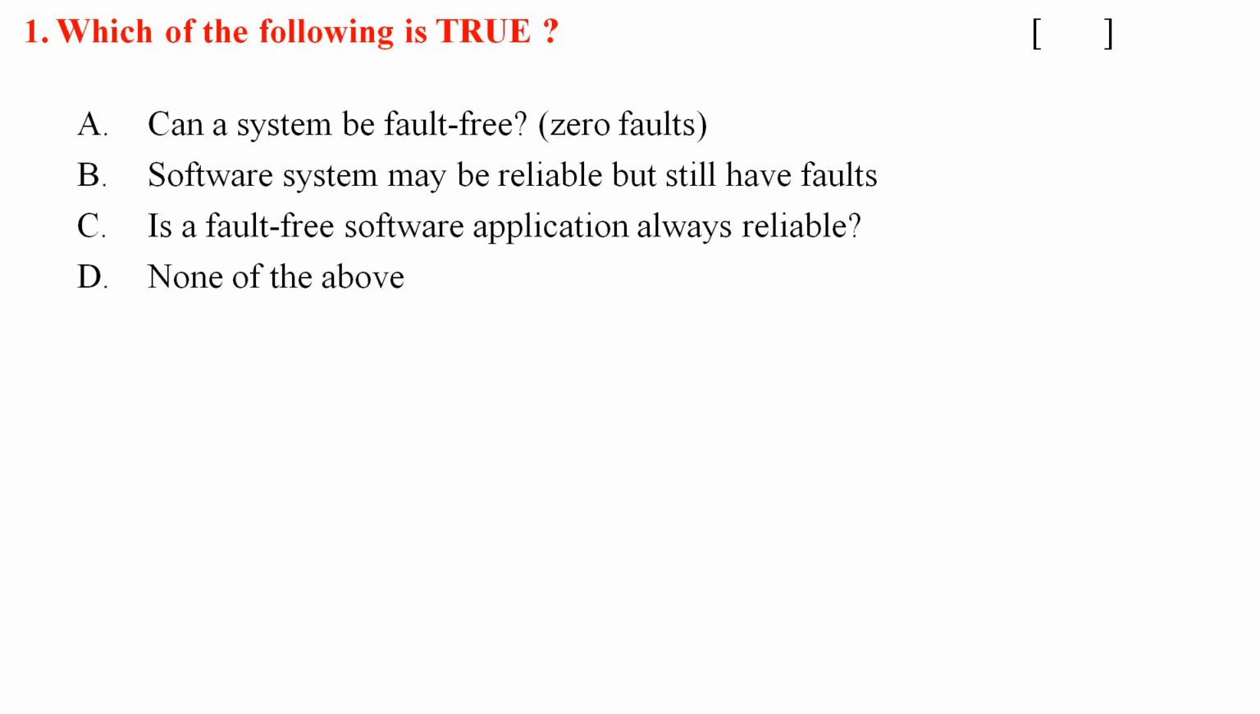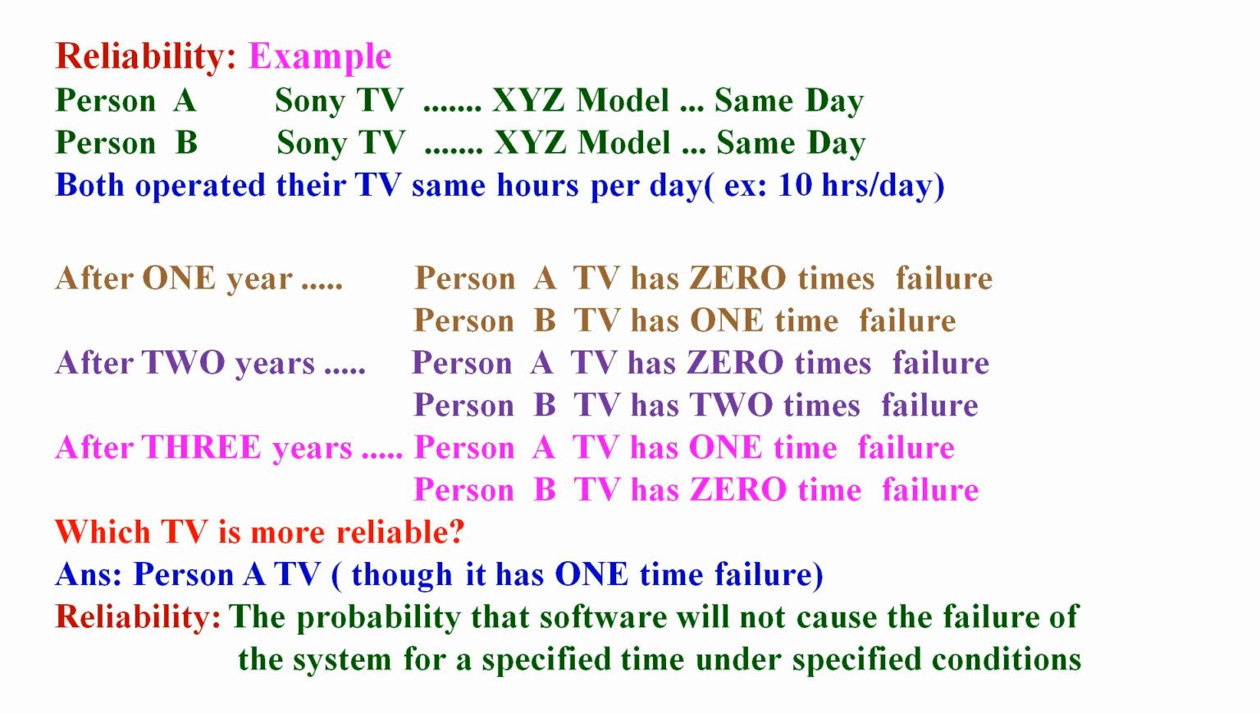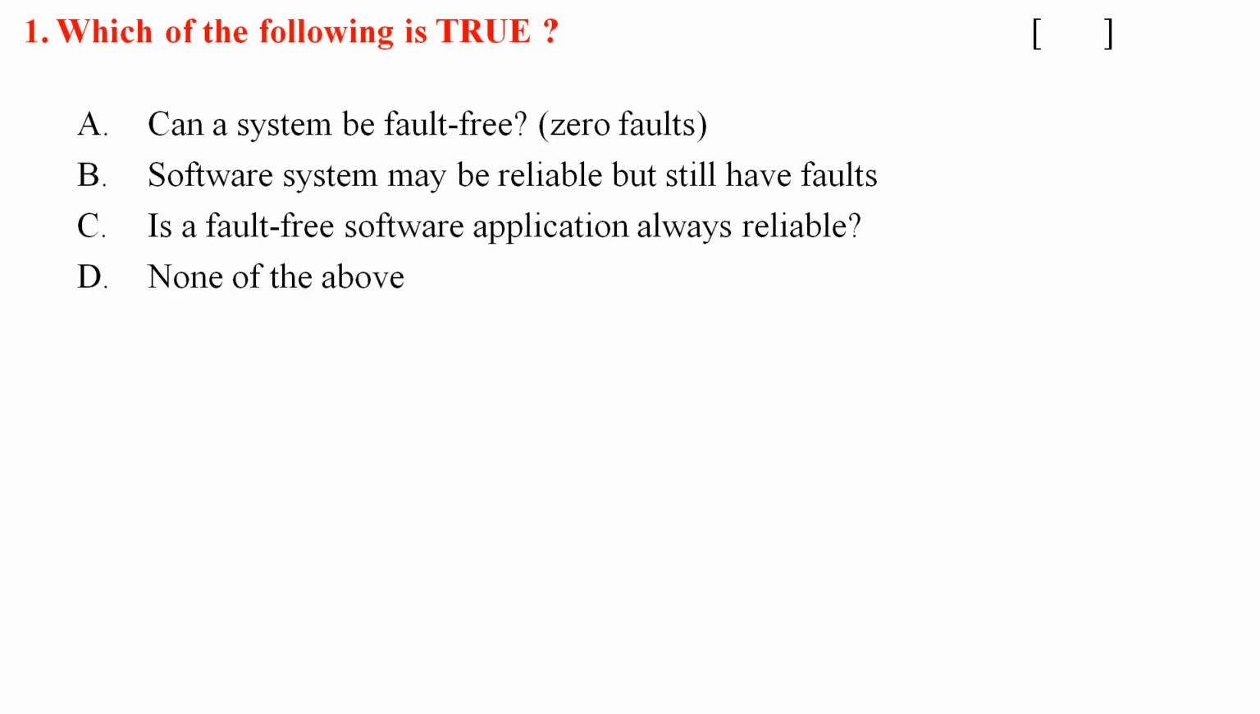Right? So that is false. A software system may be reliable but still have faults. Yes, true. That is the example we have explained. Even though person A's TV has a one-time failure, why did it fail? Due to the fault. Due to the presence of the fault, that system got a failure. Yes or no? So, a software system may be reliable, but still have faults. The person A TV is more reliable, no doubt, but still it has a one-time failure.